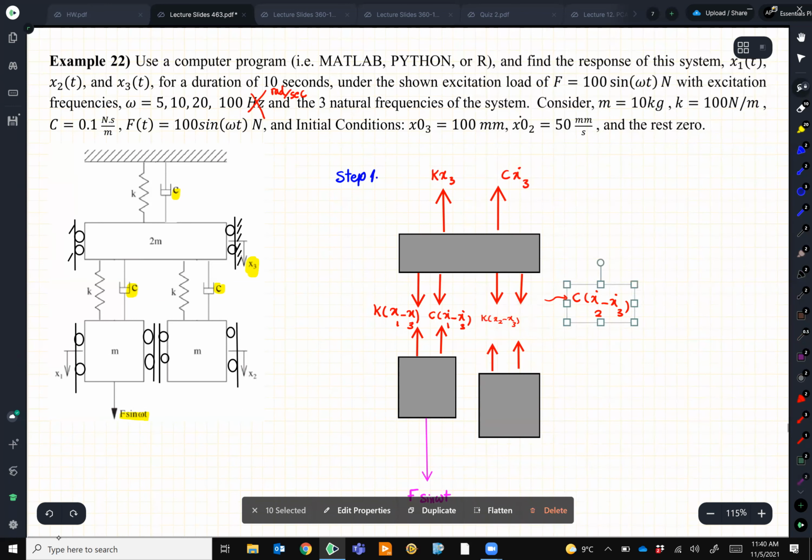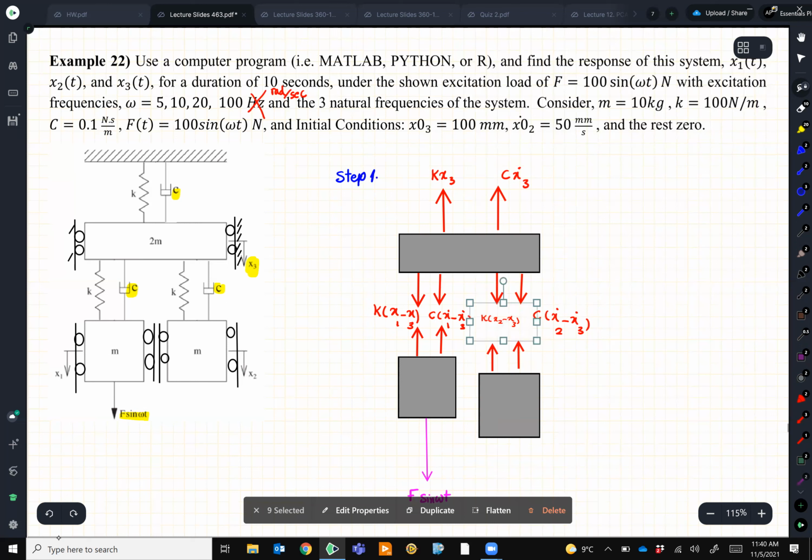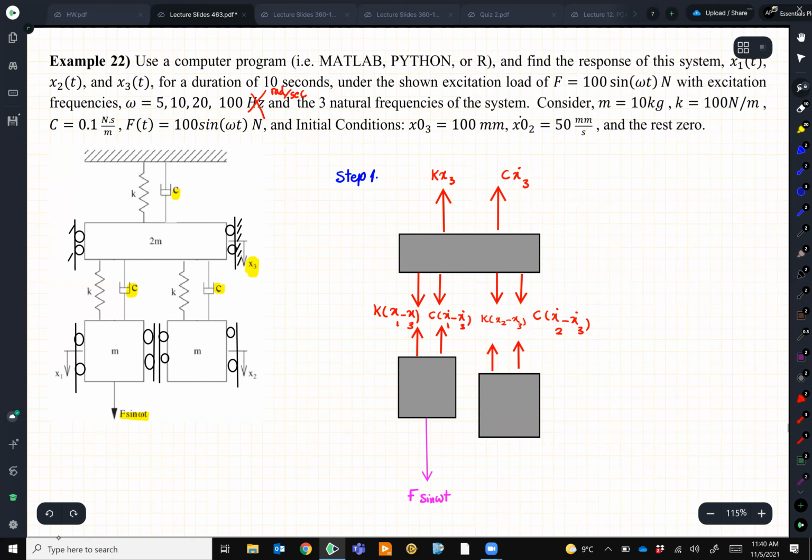All right, and that's the damping. Remember, you need to make an assumption. Like here, for example, I assume that x1 is bigger than x3. That's why my forces are all tension. And here I assume that x2 is bigger than x3. This is an assumption just to draw the free body diagrams. You can assume the opposite, but you have to be careful about the direction of these forces.